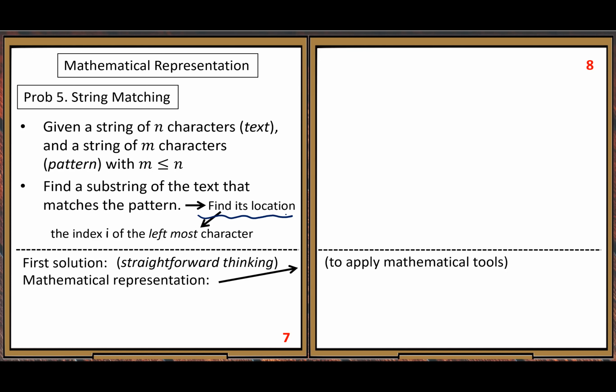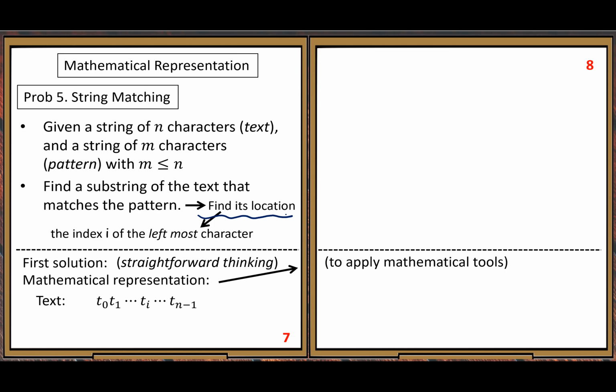If we do not have the mathematical representation, then it's not convenient to apply any mathematical tool. Okay, what is the mathematical representation for the given block of text? A sequence of characters, right? And also, we need to mark the location information for each character in the text.